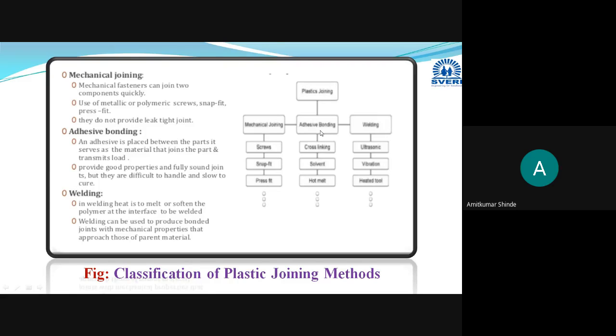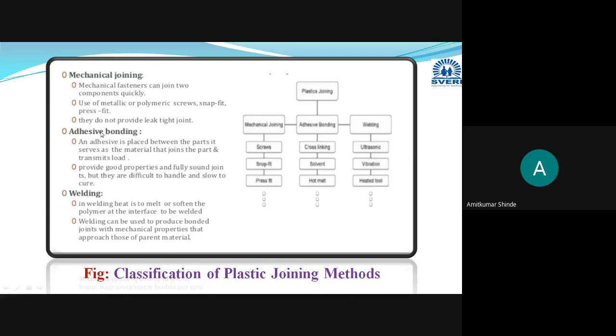Then the second type of joining for plastic material is adhesive bonding. Two different plastic materials are joined together with the help of some adhesive material. But what is the disadvantage of adhesive bonding? Whichever joint is created here requires more time for curing. Whichever adhesive material we use to join two different plastic parts, it will take more time.